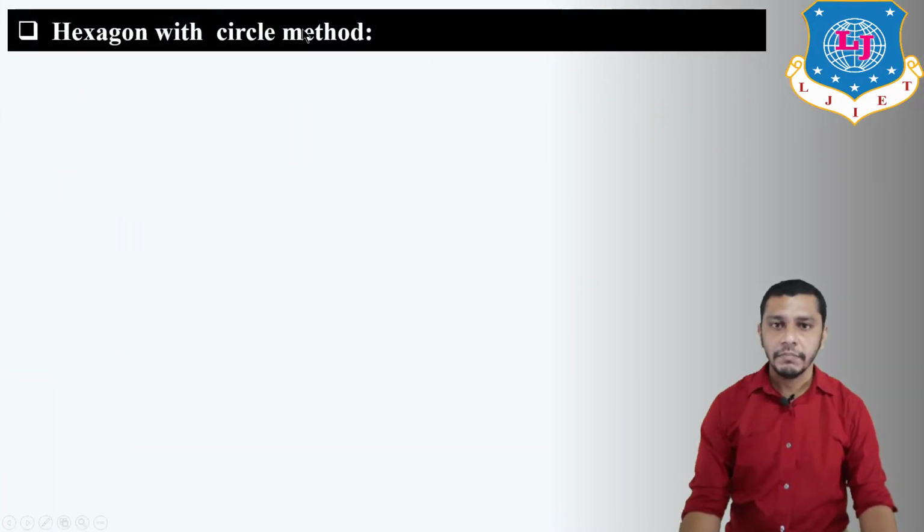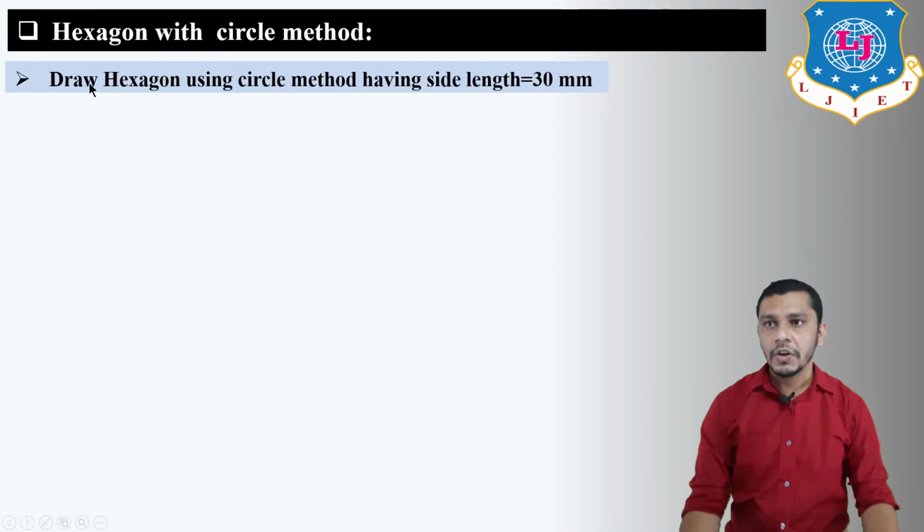Hexagon with the circle method. Again, here we are not going to use the protractor to draw the hexagon or to measure the internal angles of the hexagon. So let us take an example. Draw a hexagon using the circle method having side length 30 mm. So first of all, draw a circle having radius 30 mm.